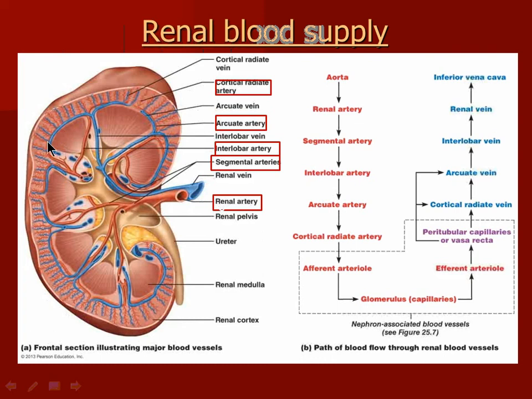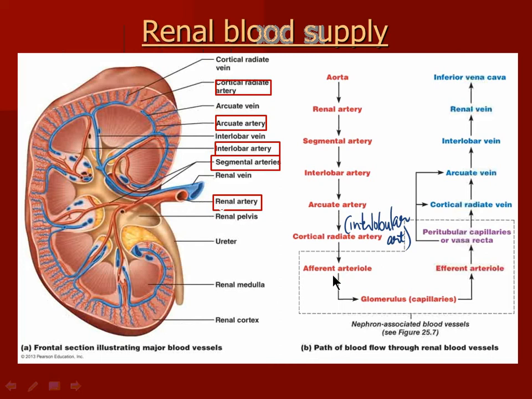From the arcuate artery, you get arteries which go straight out and appear to be radiating into the cortex. These are called cortical radiate arteries, or they used to be called, and many books still refer to them as, interlobular arteries. Here, these are the interlobular arteries. From these interlobular arteries, you get much smaller arteries coming off, known as afferent arterioles.